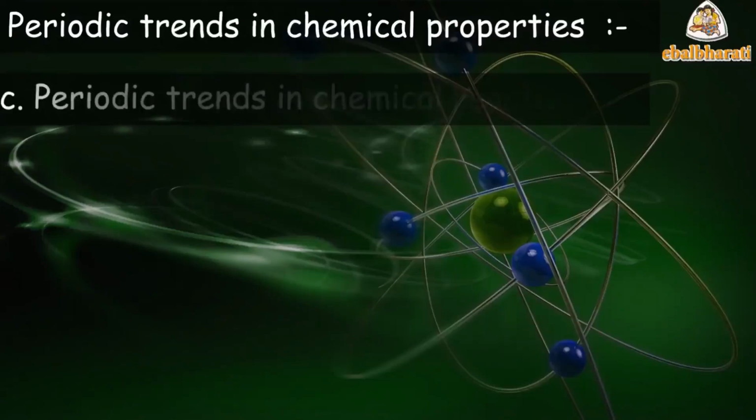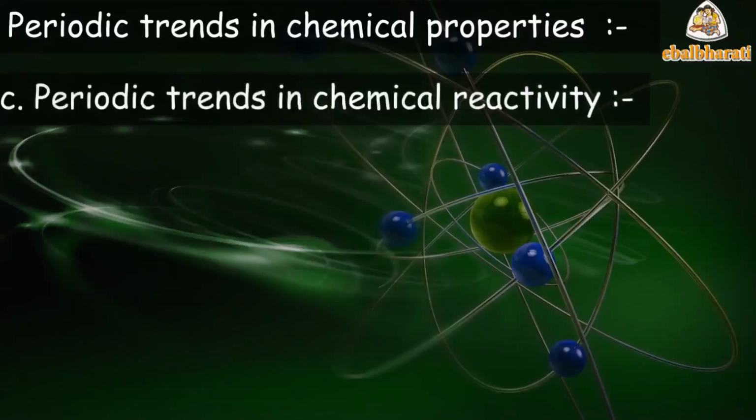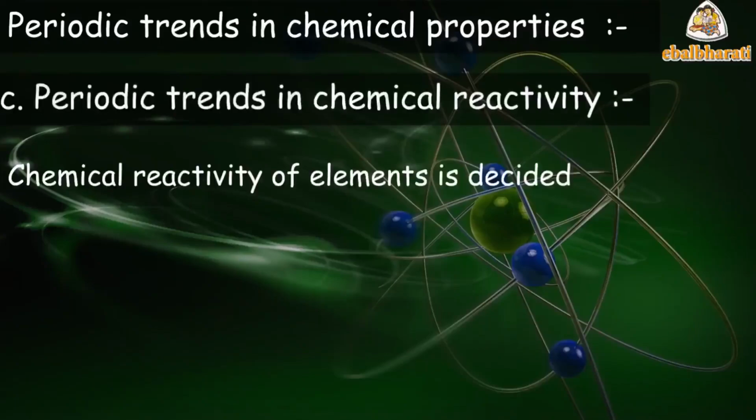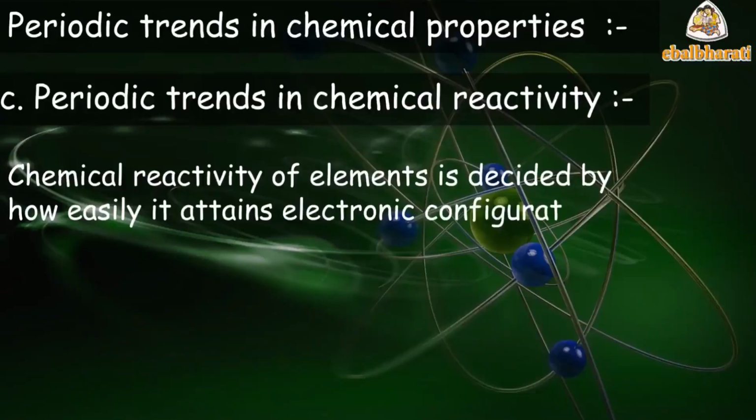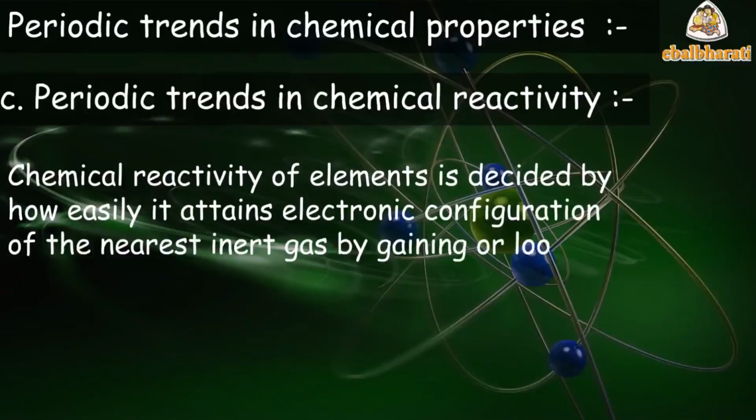Periodic trends in chemical reactivity. Chemical reactivity of elements is decided by how easily it attains the electronic configuration of the nearest inert gas by gaining or losing electrons. That is all in this chapter.